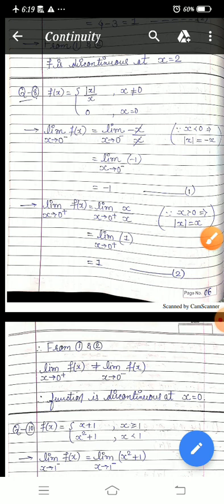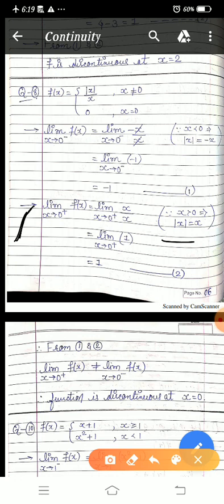Now suppose we are going to find out limit from right hand side. So from right hand side, that means limit x tends to 0 plus f of x, and we know that whenever value of x is greater than 0, then modulus of x will be equals to only x. So by putting that value in the function here, it will be limit x tends to 0 plus mod x by x, and instead of mod x it will be only x by x, and x by x both will cancel out and answer will be 1. So limit will be equals to 1.